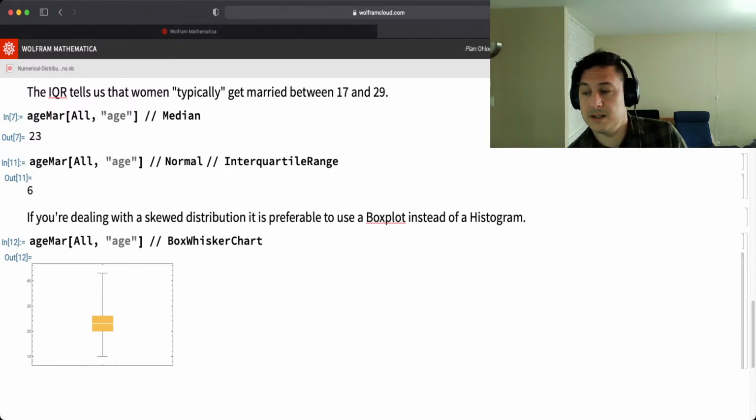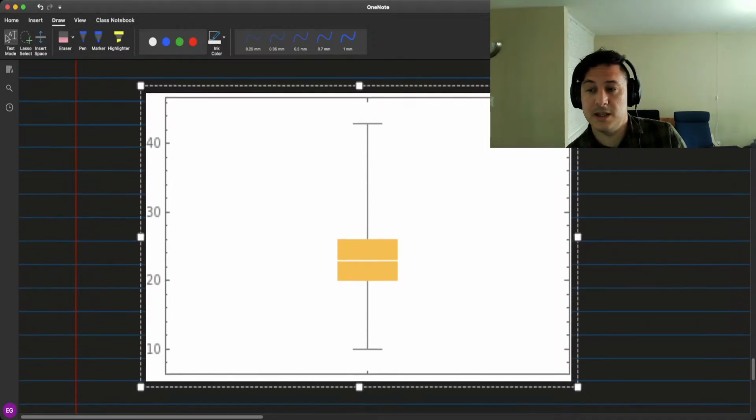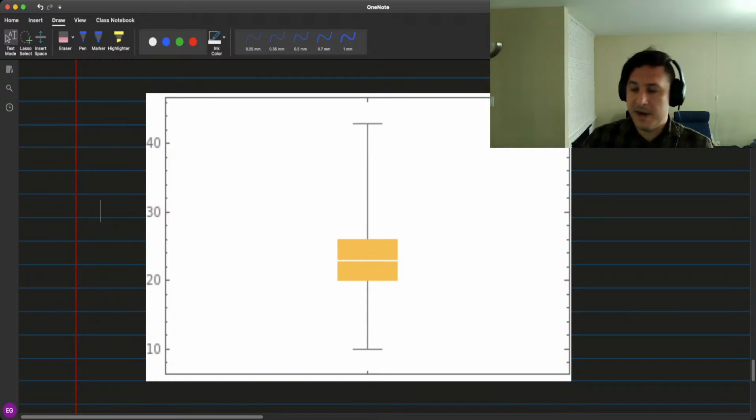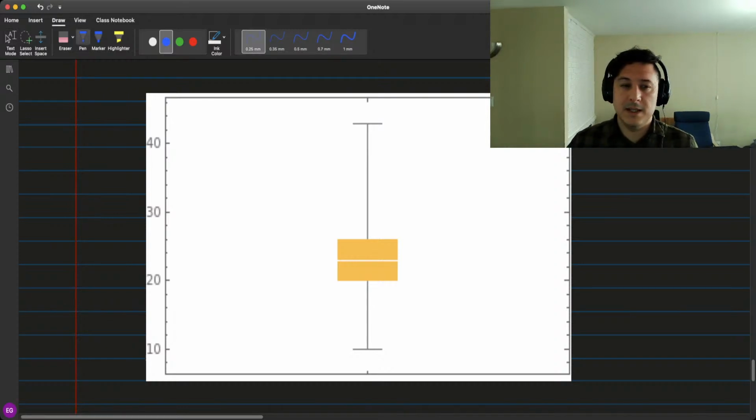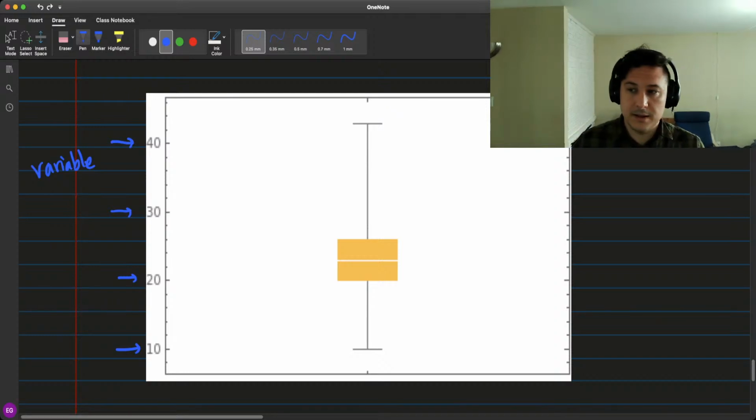But I'm going to switch us back to go to the notes. And we're going to look at the box plot. Okay, so this is our box plot. The box plot's a little weird because you look at it vertically. Do you see how it says 40 here, 30, 20, 10? That's the variable. So in other words, the higher up you go in the graph, the older the woman was when she got married. So this is that age at first marriage.